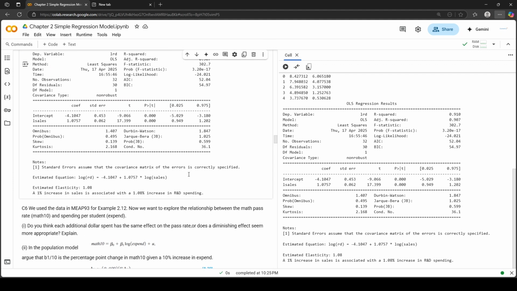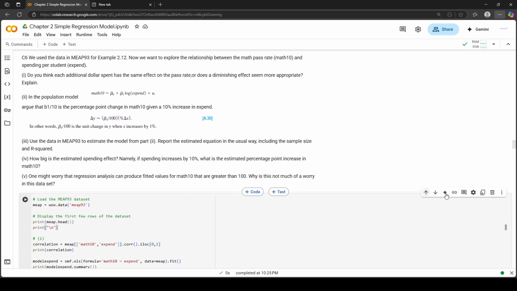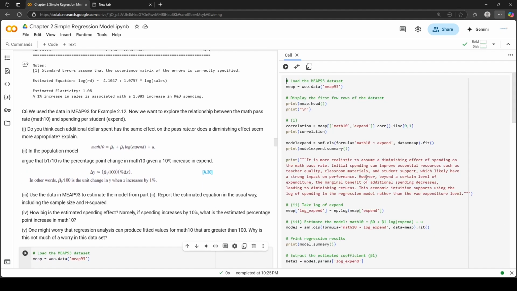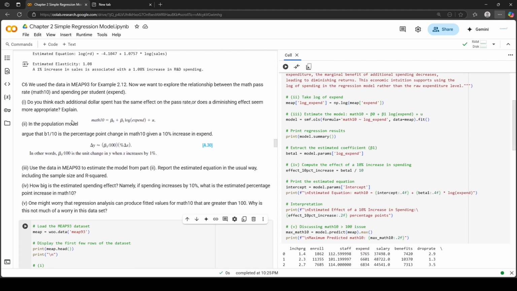Let's start with the next question. Question number 6. In this question, we are using the dataset MEAP93. We want to explore the relationship between the maths pass rate and spending per student. It says, do you think each additional dollar spent has the same effect on the pass rate, or does a diminishing effect seem more appropriate?